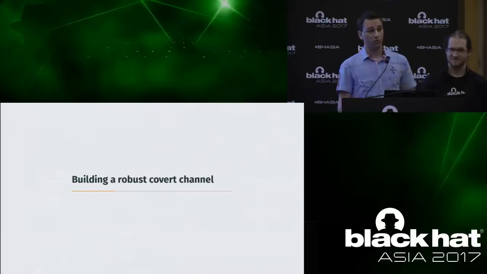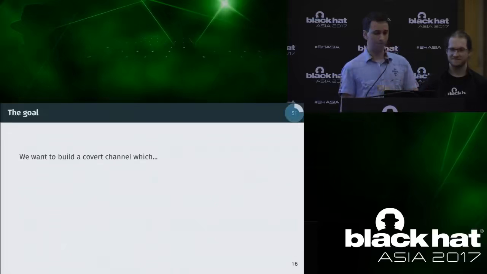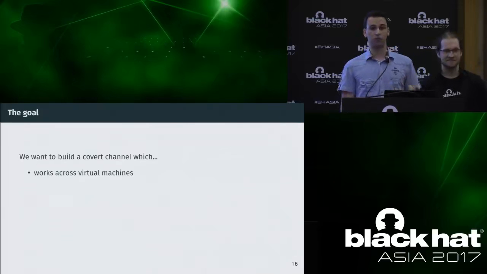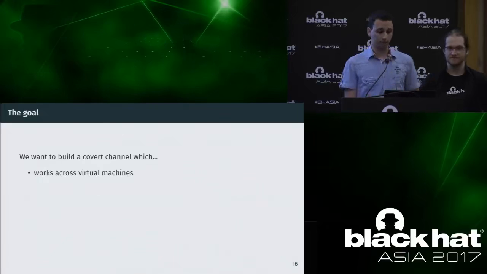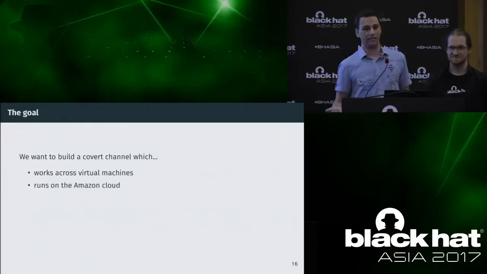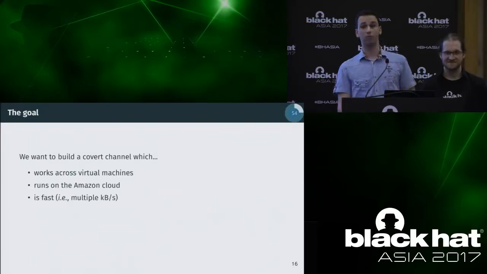With that, we would like to build a robust covert channel. We know the basics, and we want to use them to build a real communication channel. Our goal is a covert channel that works across virtual machines, so we really want to communicate from one virtual machine to a different virtual machine. To have it really practical, we want to run it on the Amazon cloud. If it works on the Amazon cloud, then it's actually practical and we can use it. We can see that's a real threat because a lot of companies use the Amazon cloud. And it should be fast.